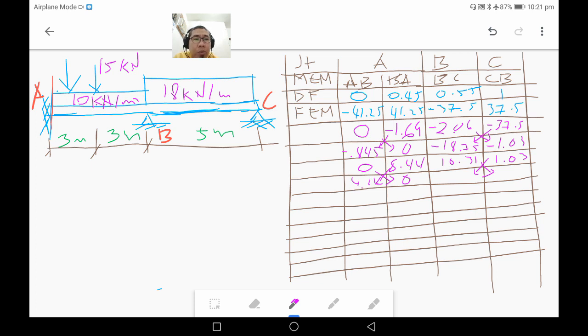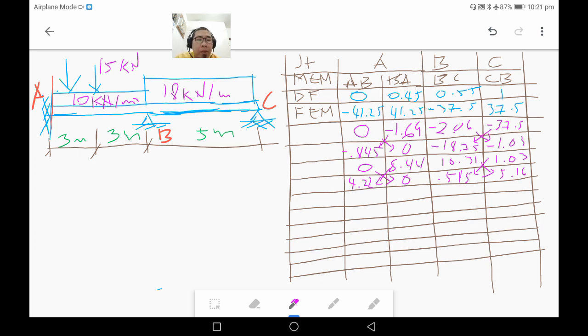It is 4.22. And kalahati ng 1.03 is 0.515. This is 1. And this is 5. And kalahati ng 10.31 is 5.16. Okay?